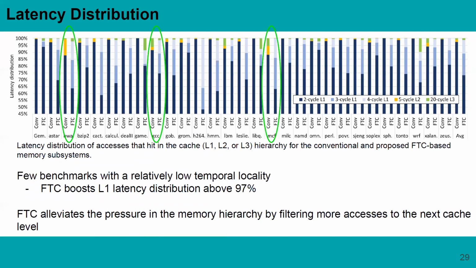However, a few benchmarks, like those highlighted in green, present a relatively low temporal locality as appreciated in the conventional approach. In these benchmarks, FTC boosts the L1 latency above 97%. By combining L1 and L2 levels into a single level cache, FTC alleviates the pressure in the memory hierarchy by filtering more accesses to the next cache level.